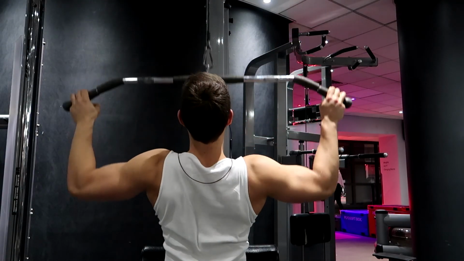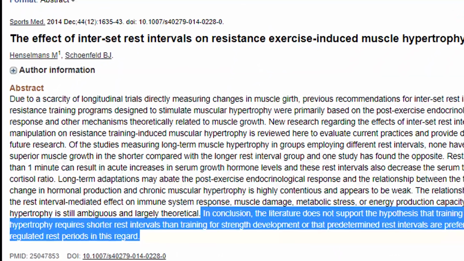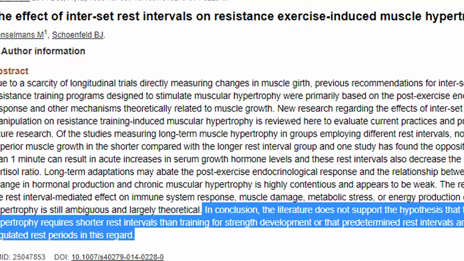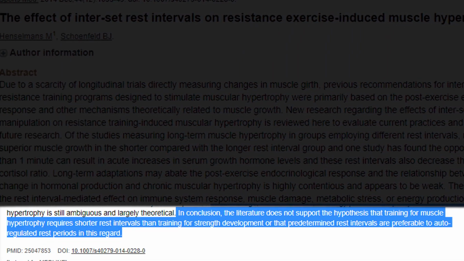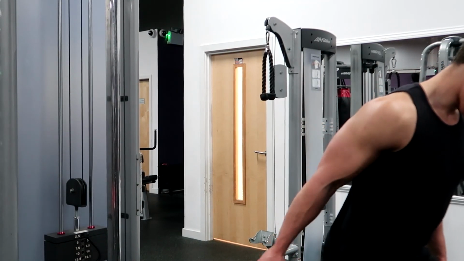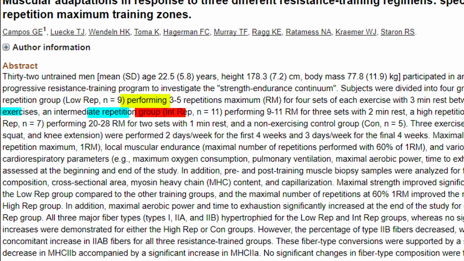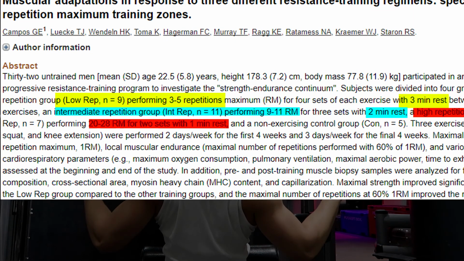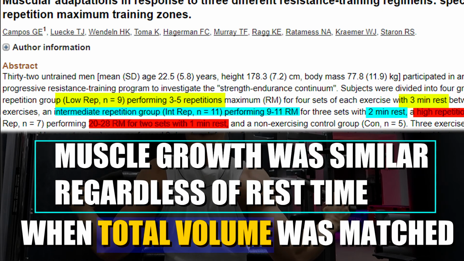So it's likely that using shorter rest periods will reduce your volume and therefore also reduce the stimulus provided by the mechanical load. If we look at the science, the first study by Menno Henselmans and Brad Schoenfeld found that shorter rest periods are not required for muscle growth. Now the second study by Campos et al. in 2002, the same study we used on relative load, again showed that similar muscle growth occurs between medium, high and low rep ranges when work is equated.